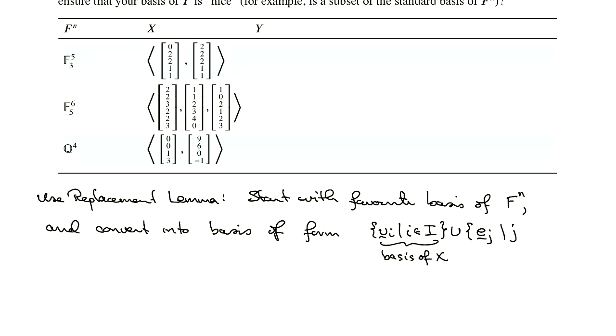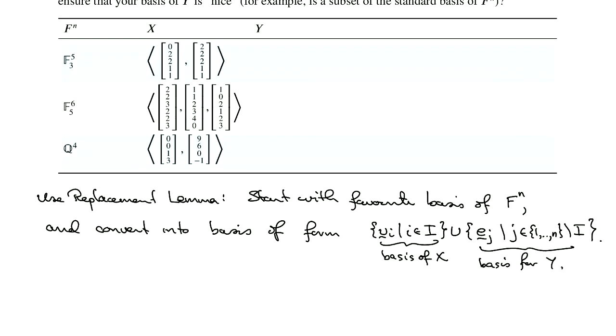So our indexing set is 1 up to n. Let's say, I don't know, it's getting a bit convoluted, but 1 up to n but not I. It'll be some subset of the right size that makes up the dimension. And then this will now be our basis for Y.